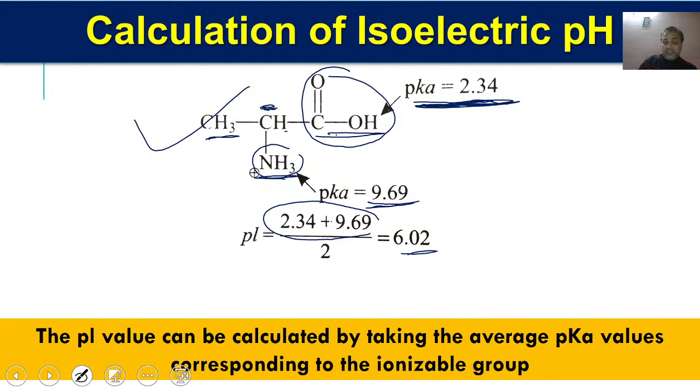So the pI value can be calculated by taking the average pKa value corresponding to the ionizable groups. So simple. If you have such a type of amino acid where only 2 dissociable groups are there, and we have given you both dissociation constants, in that case just take the average of those pK values. It is as simple as that.